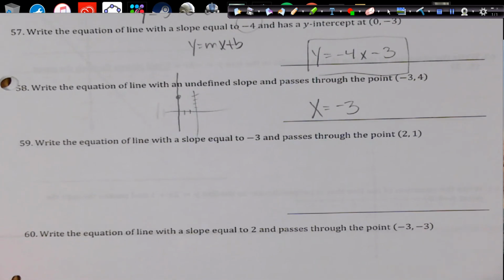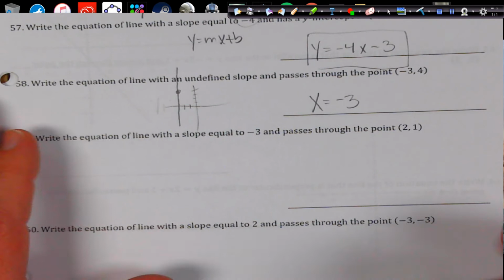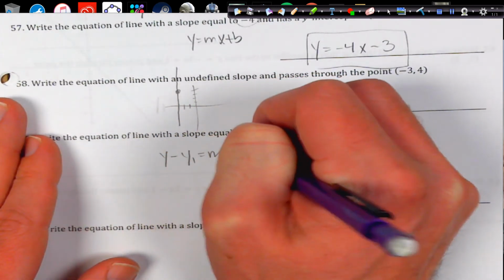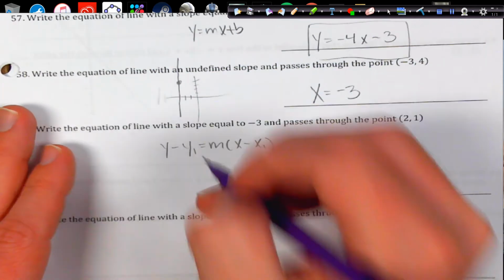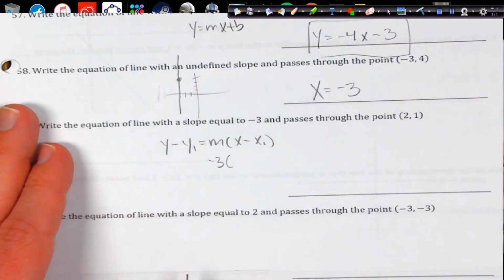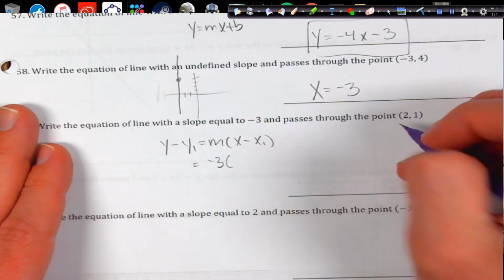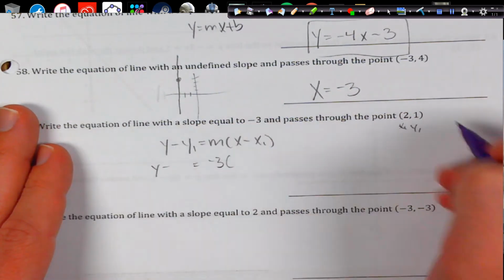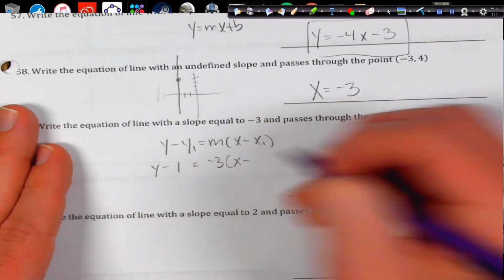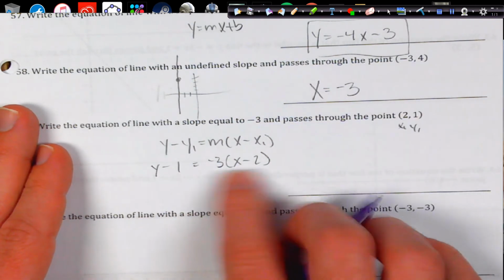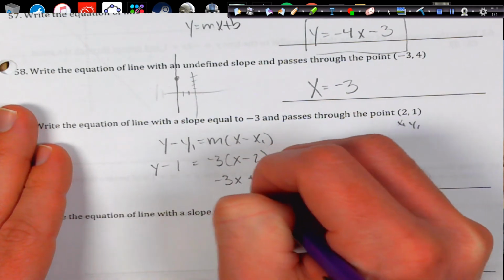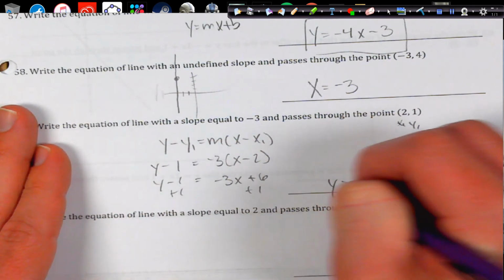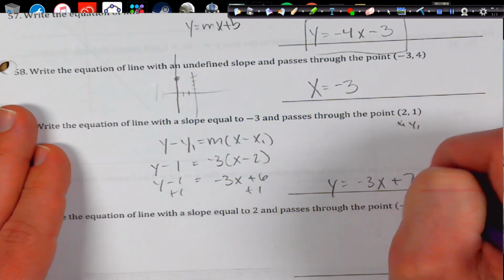Write the equation of a line with slope equal to negative 3 that passes through the point 2, 1. So we can do a very similar thing we did before. Our slope is negative 3. And then we're going to plug in our point right here. y minus 1 equals negative 3 times x minus 2. And we're going to distribute, negative 3x plus 6. Add the 1 over, and y is going to equal negative 3x plus 7.